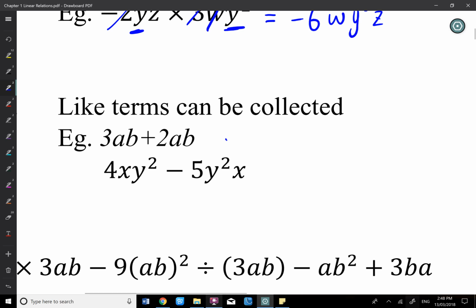Also, we can collect like terms together. So what are like terms? Like terms have the same variables, and the number of variables are the same. So we can say 3ab and 2ab are like terms. We have 3 candies and 2 candies. How many candies do we have in total? 5. So that's 5ab.